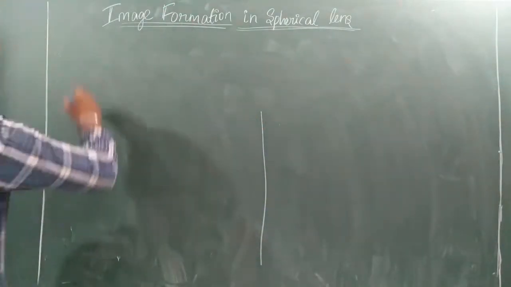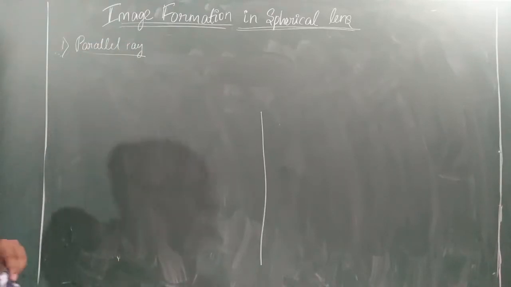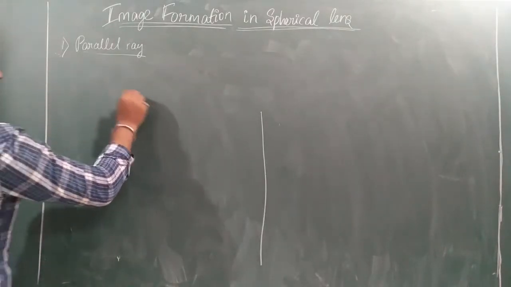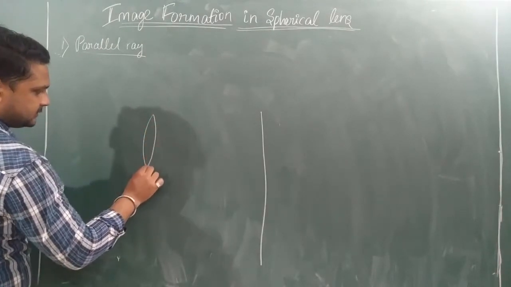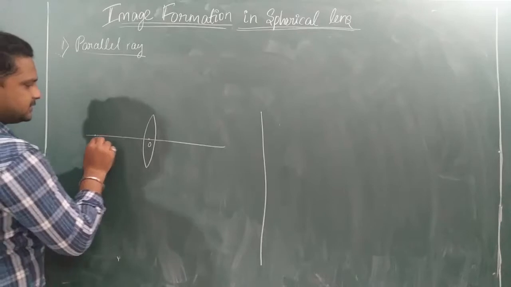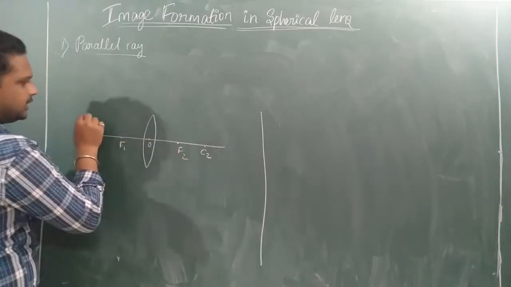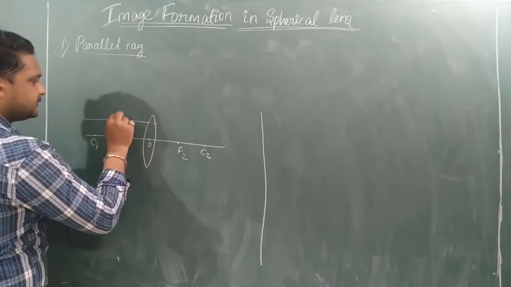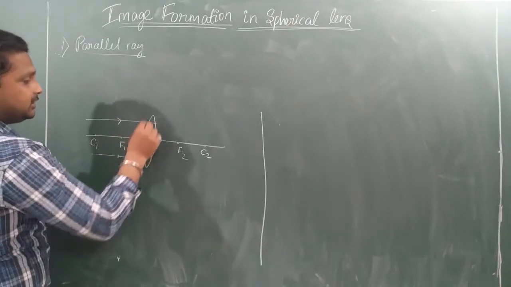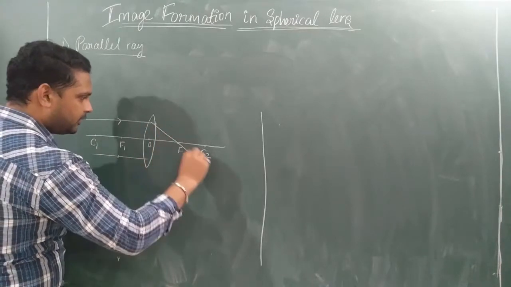So the first is the parallel ray, when the incident ray is parallel to the principal axis. First we'll see the convex lens. This is the optical center, C1, C2, F1, F2. We all know that in the case of a convex lens, when the incident ray is parallel to the principal axis, then the emergent ray will pass through F2.